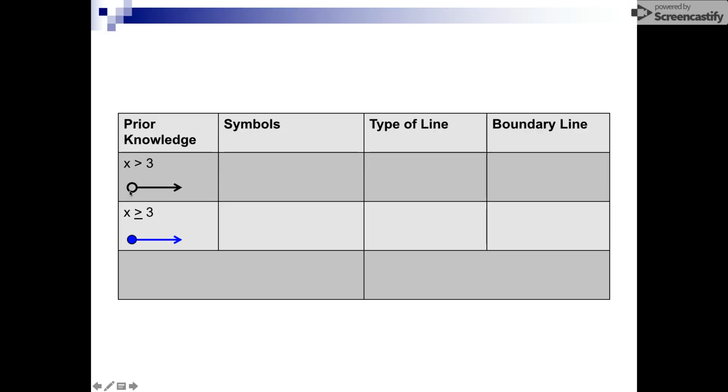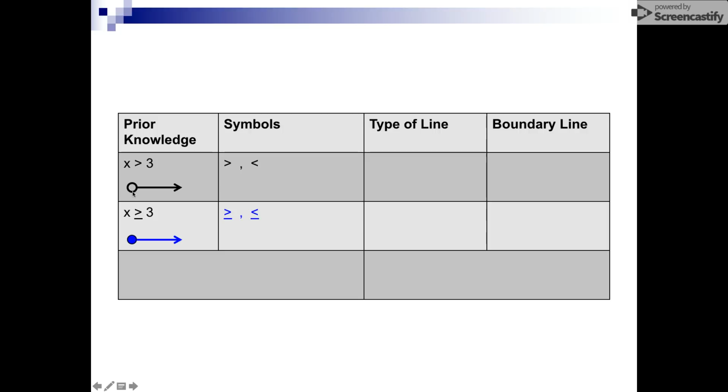Okay? We're talking about our symbols now. The symbols that gave us an open circle are the greater than or less than symbols when we graphed. The symbols that gave us a colored in circle were greater than or equal to, but also less than or equal to. Now, the greater than and less than symbols are going to have an impact with the type of line that we are drawing or graphing with our linear inequalities.